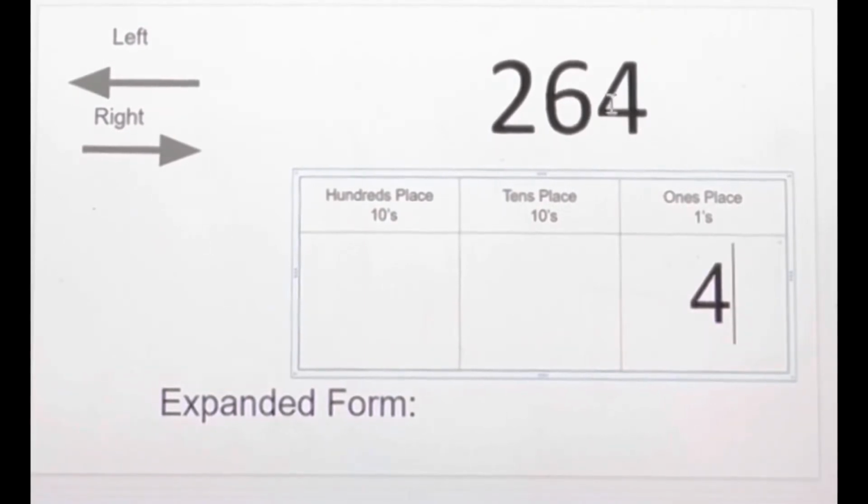Right next to that we have the digit in the tens place. Right next to the 4 we have a 6, so 6 is the digit in the tens place.